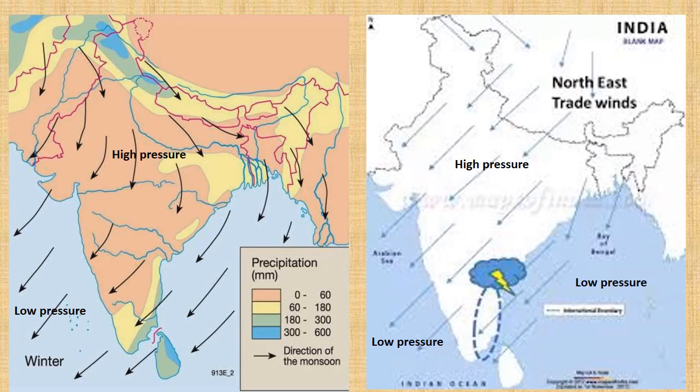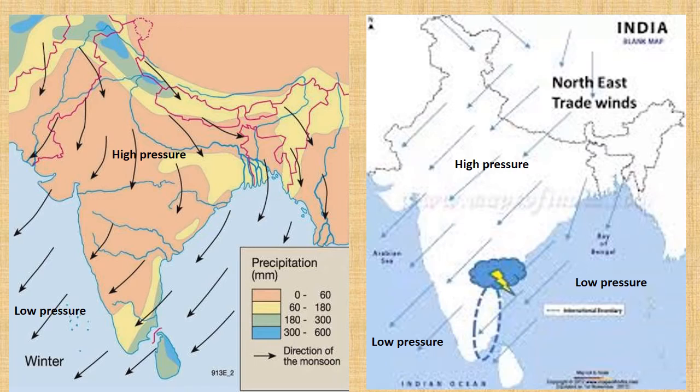Now, if you look at the left hand side map, that shows the withdrawal of the monsoon. High pressure is developed on the landmass and low pressure is developed on the water body, and so the southwest monsoon wind is withdrawing from the landmass to water body. Right? Now, what happens when the northeast trade winds come?